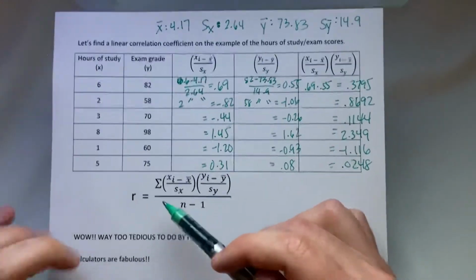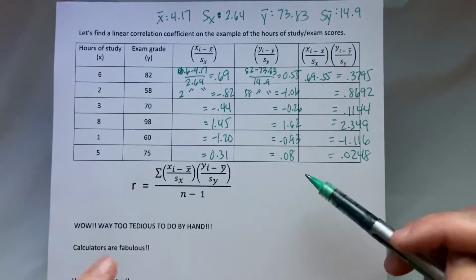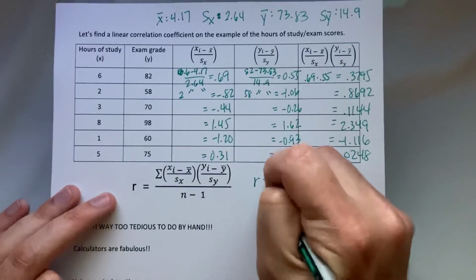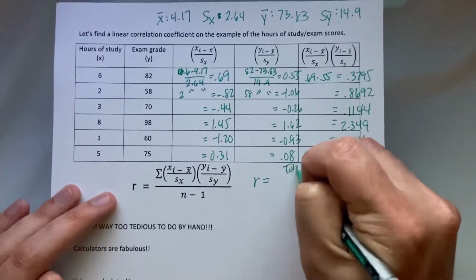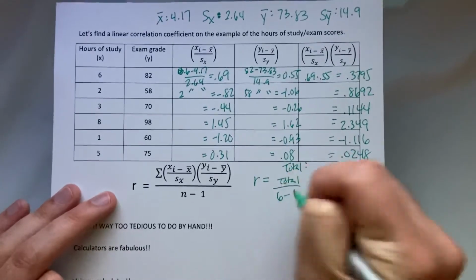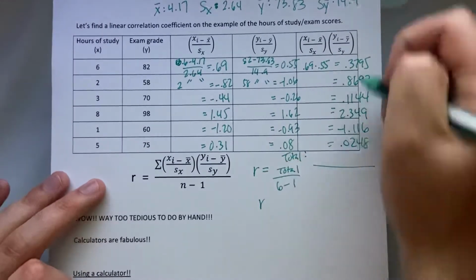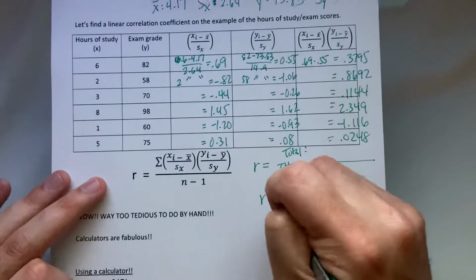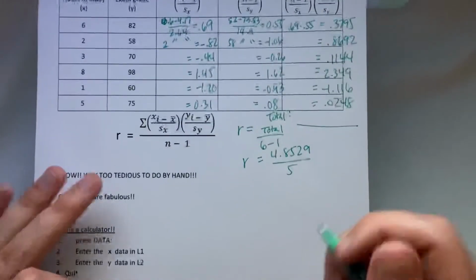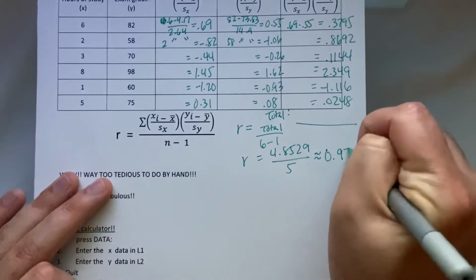Now what it says for R is I have to add all of these things up in our final column and divide it by, since there are 6 samples, 5. So my R equals the total of this column divided by 6 minus 1, because there are 6 samples. So what do we get? The sum of all of these numbers, if you put it in the calculator, is 4.8529, divided by 5, which is about, in 2 decimal form, 0.97.